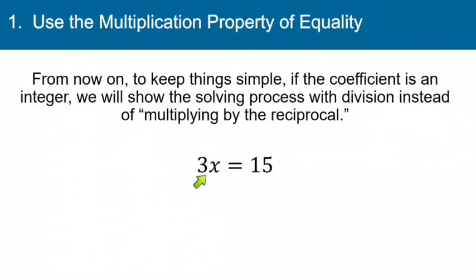So take an equation like the one we had before, 3x equals 15. Instead of multiplying both sides by 1/3, what we'll do is just show that we're dividing both sides by 3. Remember, dividing is the same as multiplying by the reciprocal. So we'll show division by 3 on the left and division by 3 on the right.